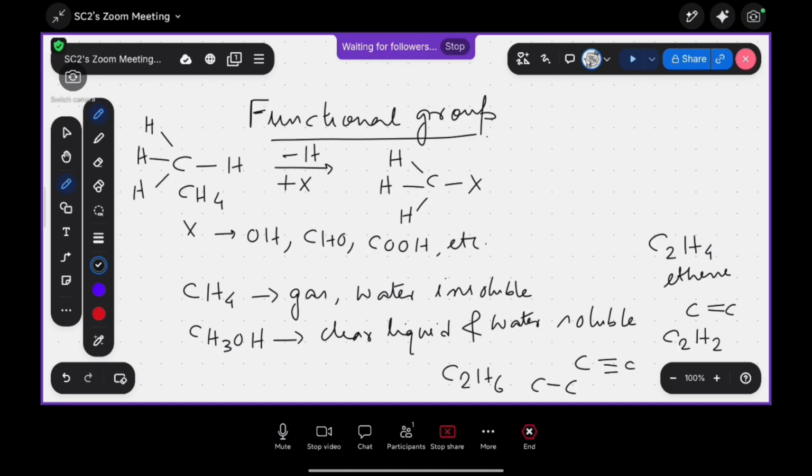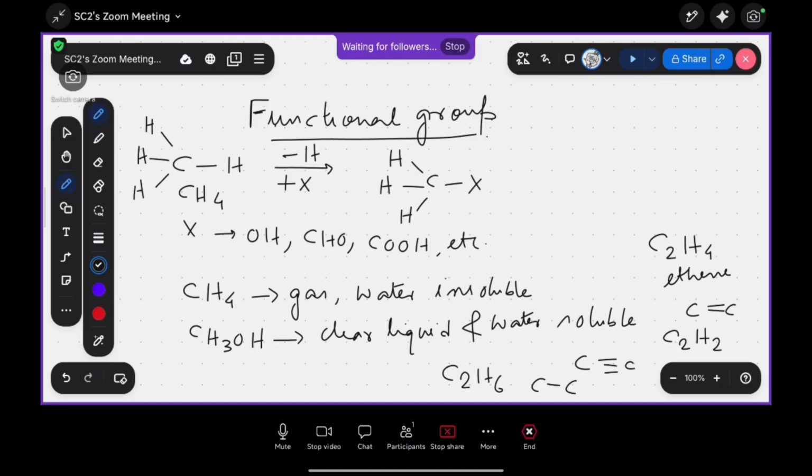What is shown here: if one of the hydrogen atoms is replaced by another group or another atom, then a completely different compound is formed. For example, it is CH4. When hydrogen is replaced by X, minus H means hydrogen is getting replaced with X.